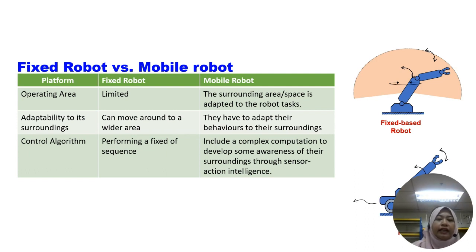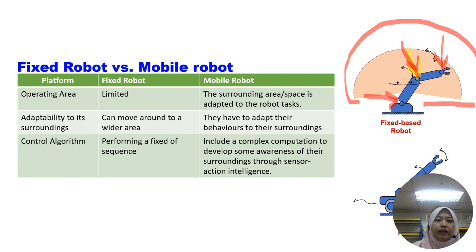And then in the second platform, the adaptability to its surrounding, the fixed robot can move in a wider area if you configure the movement of each actuator here. So it depends on the movement ataupun on the degree that you have given to this robot manipulator, for example. So it can move actually in a wider area lah.